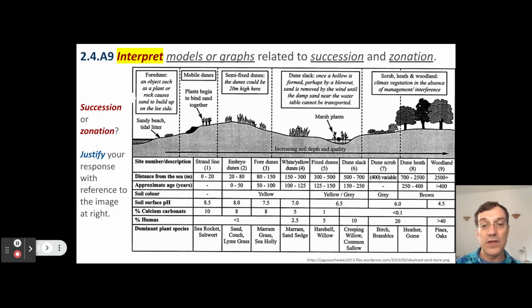You should be able to look at a model such as the one on the screen here and interpret it. You should be able to identify whether it's representing succession or zonation. This graphic shows zonation because it shows a change in the community of species across the landscape. All of these different communities exist at the same time. So it's not succession, it's zonation, because they change with their distance from this sandy beach, because the abiotic factors in the environment change as you move farther and farther away from the beach.